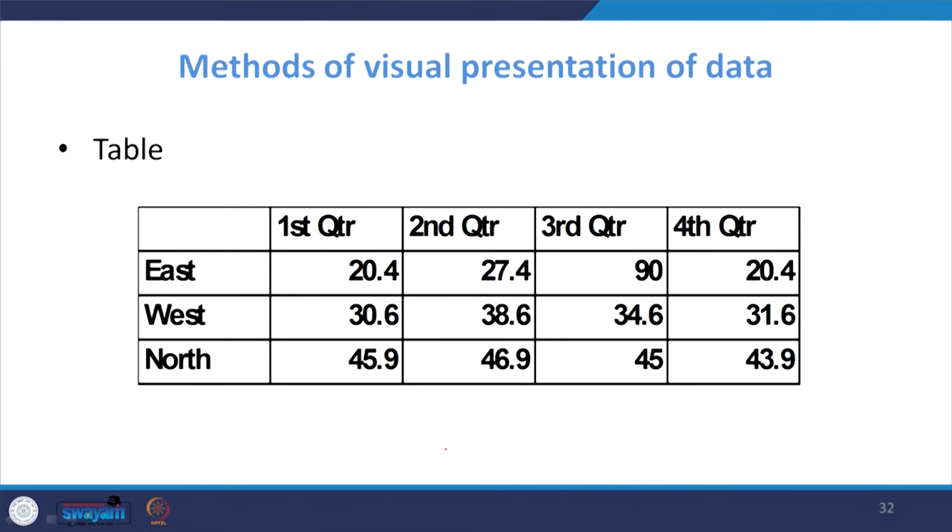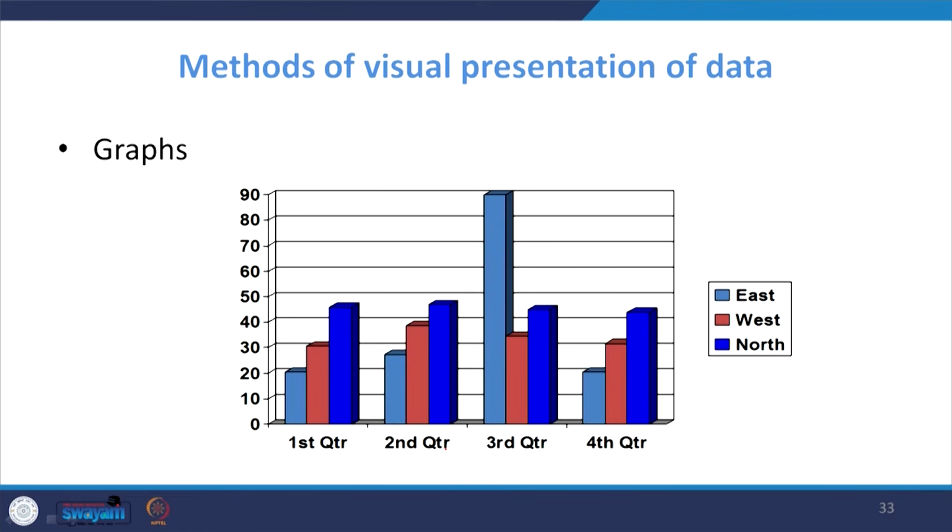See what is there in east, west, north, in the columns first quarter, second quarter, third quarter, fourth quarter. Suppose the very easiest way is to graph it using what is called a bar graph, or bar chart. In a bar chart, different regions are labeled with different colors. This is a method of visual representation of the data. If we look at this, on the eastern side in the third quarter there are more sales.